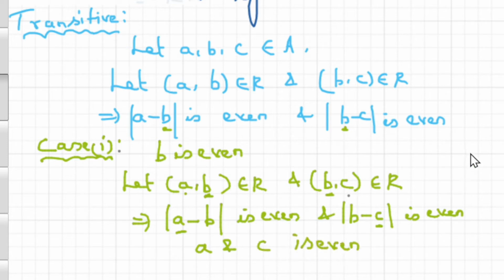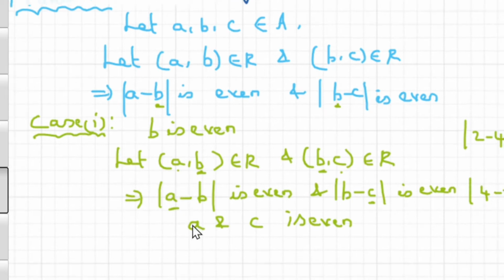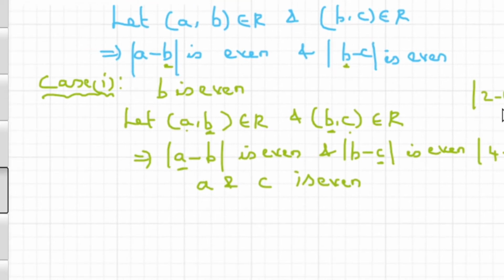Look at this one. Here we know it is 2 comma 4 given. If it is |2 - 4|, you know that this is equal to |-2|, and that is equal to 2. If we have 4 minus 2, then that is |2|, which is equal to 2. So you see, the difference being even means automatically both the numbers should be even. So we consider b as even, so that a and c must be even.